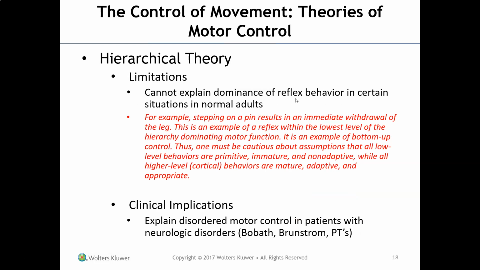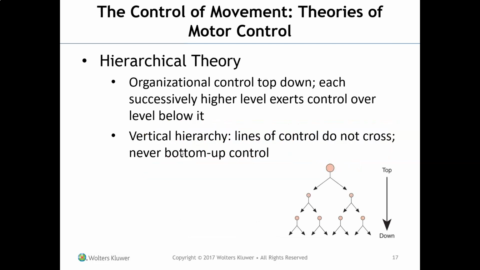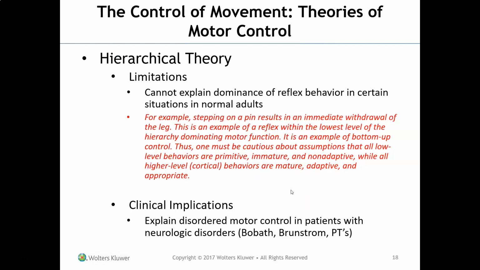It cannot explain the dominance of reflex behavior in certain situations in normal adults. For example, stepping on a pin results in an immediate withdrawal of the leg. This is an example of a reflex within the lowest level of the hierarchy dominating motor function. It is an example of bottom-up control. So the theory doesn't really explain it, which is a limitation, because the reflex overrides that control.